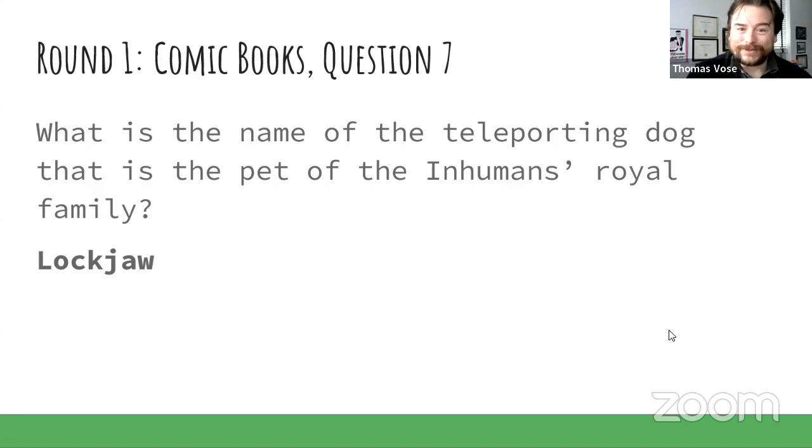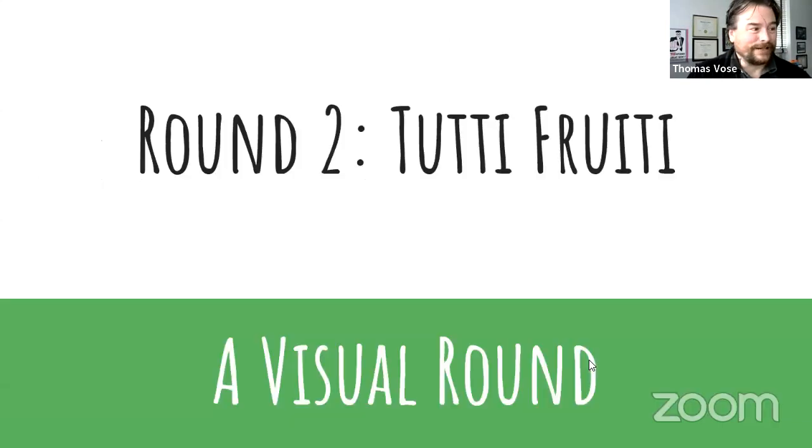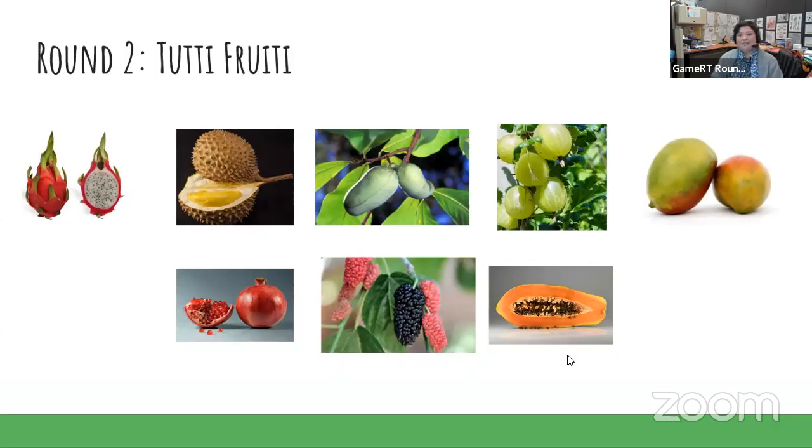And we will see how you do in the next category, which is Tutti Frutti, a visual round. So usually I do this round where I give out a sheet of paper and people can write on it. But we'll just have the next slide where you get to see a variety of fruit from around the world. All you have to do. Oh, yep. You can advance the next slide. All you have to do is figure out what fruit is what.